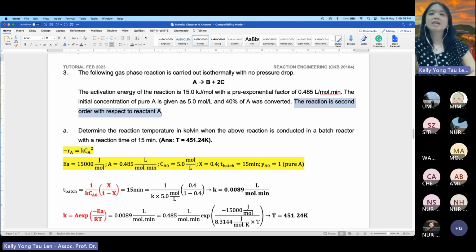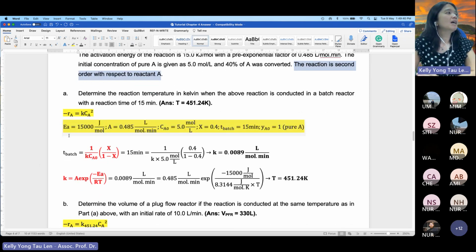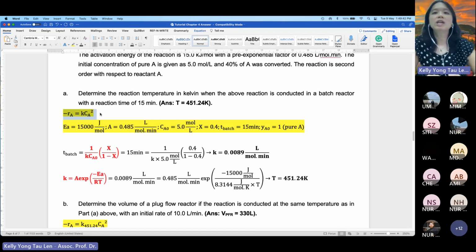So now they give us information about the reaction order. This is non-elementary. If you noticed, the reaction has 1A, but its reaction order is second order with respect to A. This means it is a non-elementary rate law. So from this information, we can deduce the rate law must be minus RA equals KCA to the power of 2, because it is second order with respect to A.